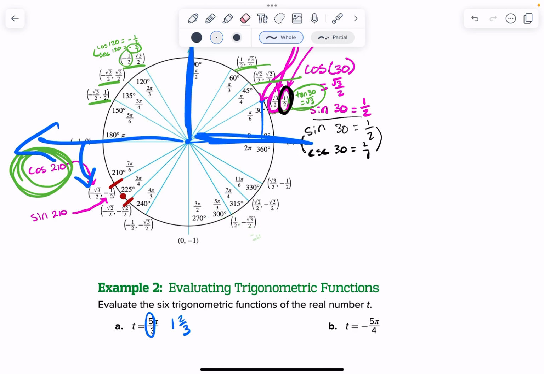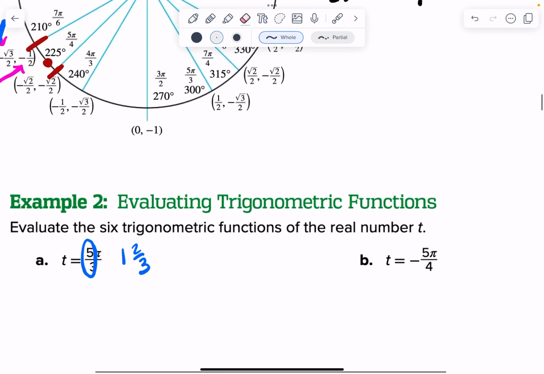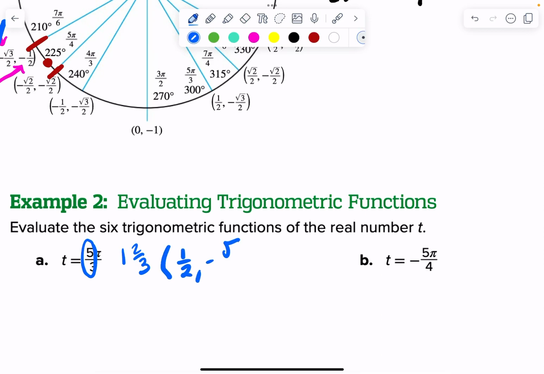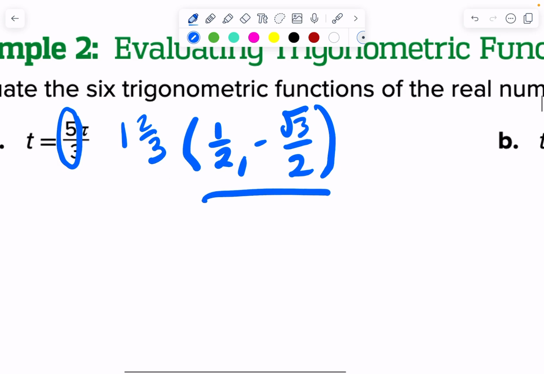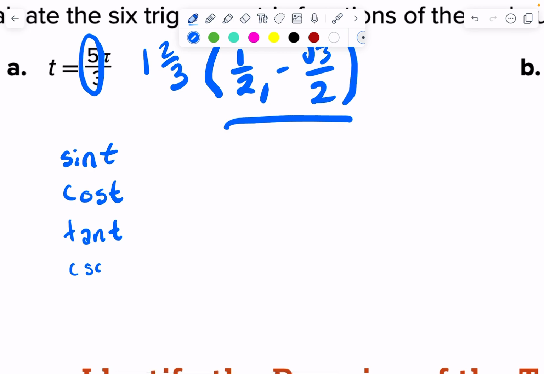So I'm going to write down the coordinates for 5 pi over 3, and they are 1/2, negative square root of 3 over 2. Those are the coordinates that they use for 5 pi over 3. Now I'm going to take those and put them into the 6 trig functions: sine, cosine, tangent, and then cosecant, secant, and cotangent of t. We're just going to put them where they go.